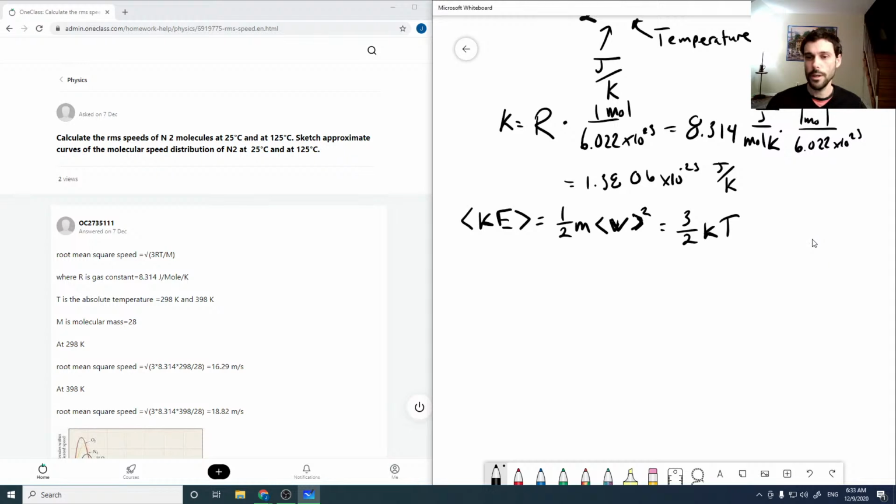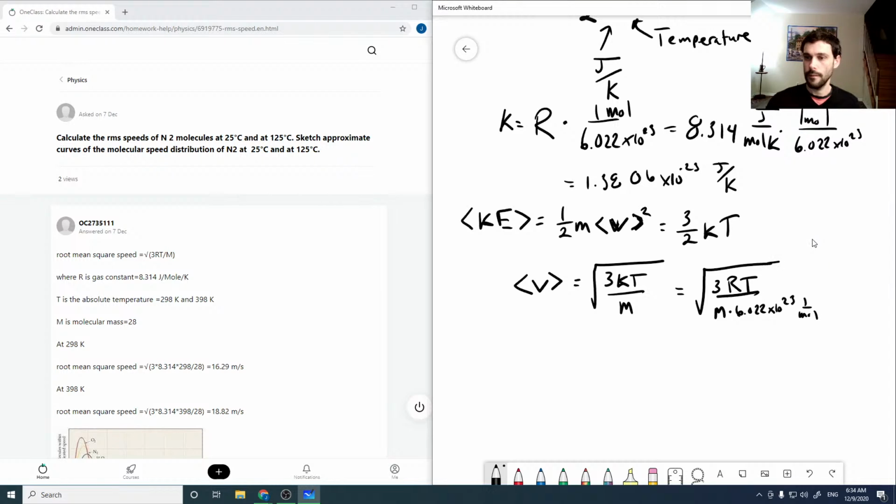And so then our average speed is the square root of 3 kT over m. But as k is our ideal gas constant over Avogadro's number, then this is just 3 RT over m times Avogadro's number, which would be in 1 over mole. And so our mass times Avogadro's number is just our molar mass. So this is just the root of 3 RT over our molar mass. That makes it significantly easier to answer this question.